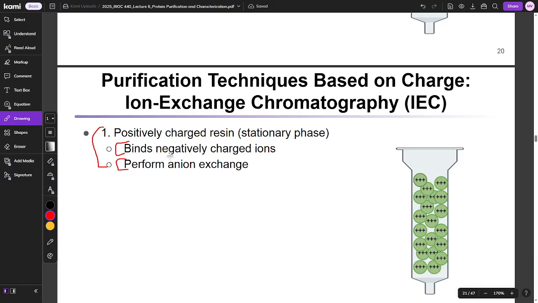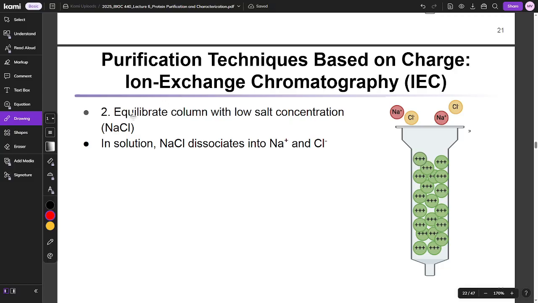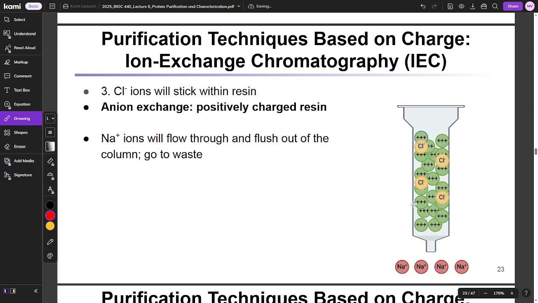You'll see at the bottom here that we put sodium chloride in. Because we put a bunch of positive charges in here, the sodium is just going to go straight through, and the chloride is going to get stuck. See how this chloride is stuck on these beads, and how these sodiums have been left out? So the chloride ions get stuck, and the cations will flow straight through.